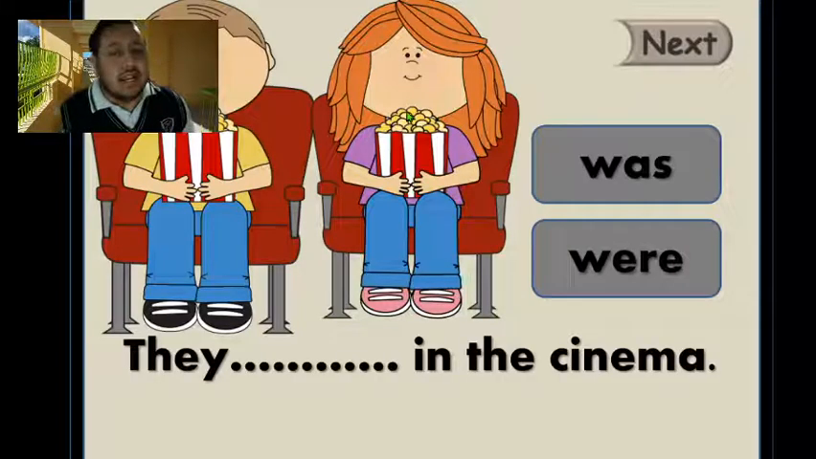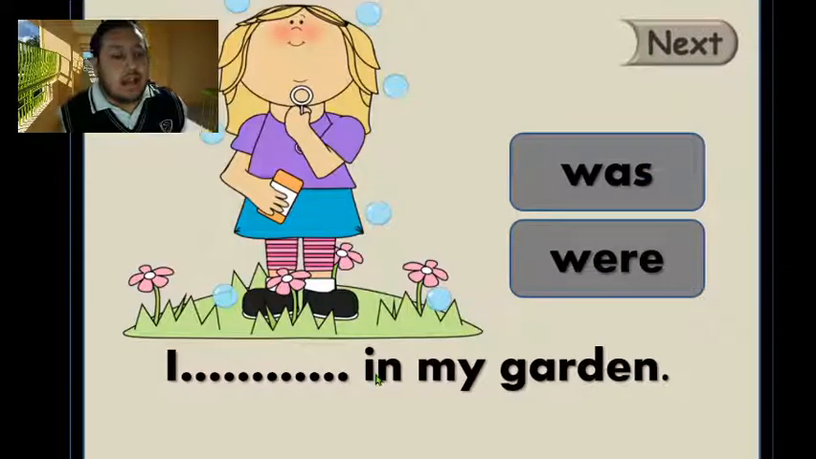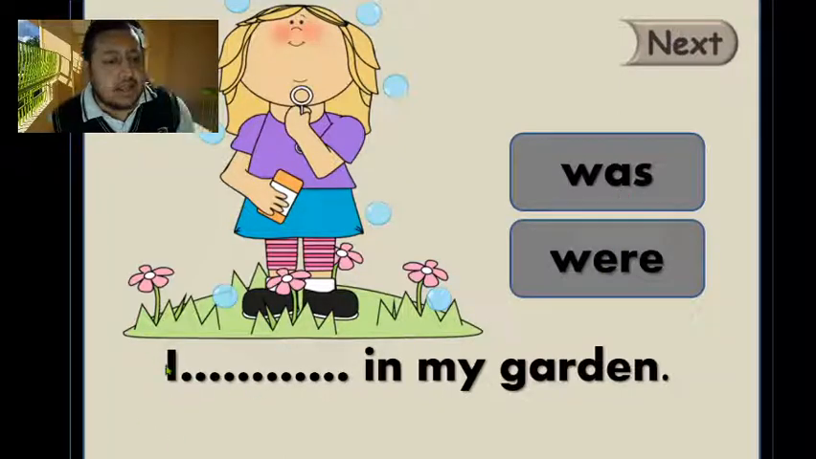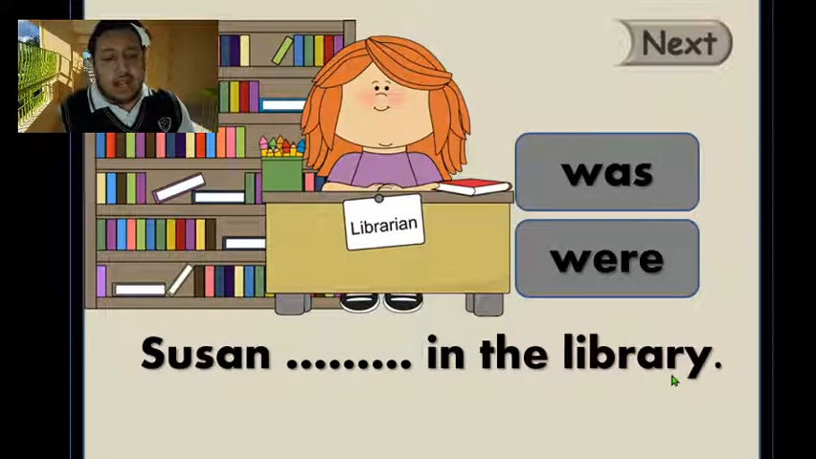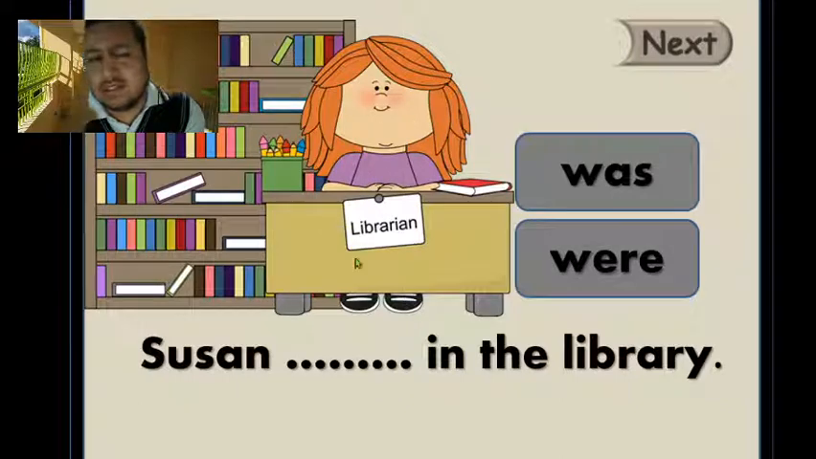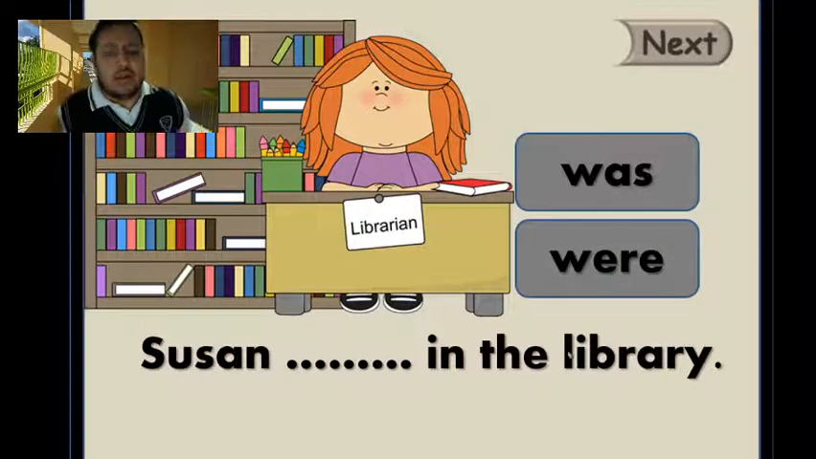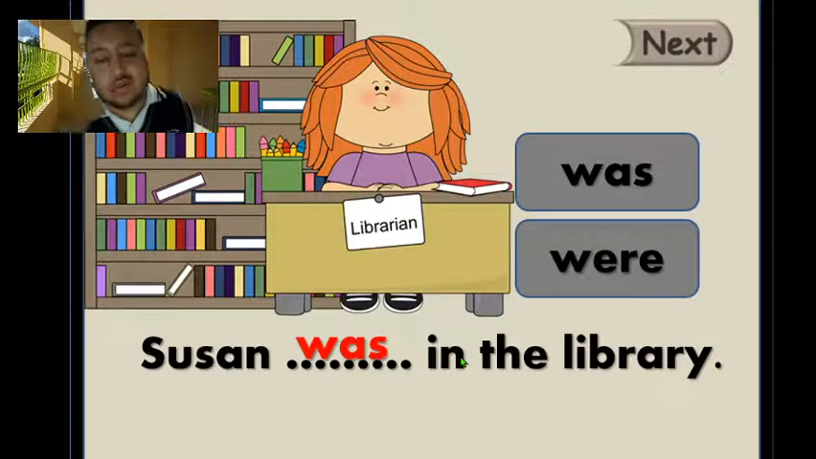Let's continue then. You're going to help me answering these sentences. So we have they in the cinema. Which one would you select? Was or were? They was in the cinema? They were in the cinema, right? There you go. So they were. I in my garden. So I were in my garden or I was. Do you remember? Yes, with I, we put was. Susan in the library. So this is a girl. This is a she. So Susan were in the library or Susan was in the library. So in this case is was in the library, right?